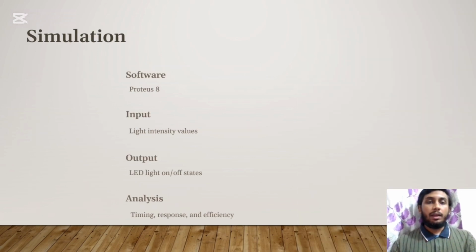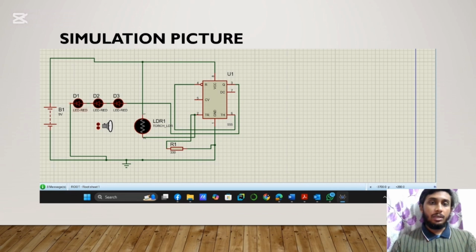Then we have done the simulation. We have used Proteus 8 software for our simulation. We have given input light intensity values, and for output we have used LED lights on and off states. The analysis covers timing, response and efficiency. So here is a picture of our simulation.